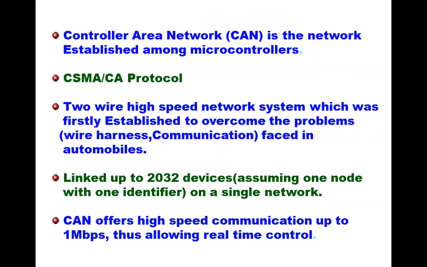Now we are going to see the CAN bus. Controller area network is the network established among microcontrollers. CSMA protocol is used. Two-wire high-speed network system, which was first established to overcome the problems faced in the automobile, linked up to 2032 devices on a single network. CAN offers high-speed communication up to 1 megabit per second, thus allowing real-time control.